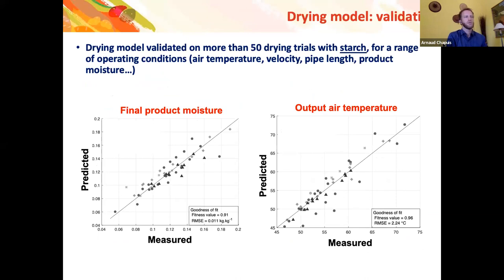Using that model, we have done a range of trials on the pilot flash dryer we have built at SIAT to validate that the model results are correct. So that's an example of the model prediction in terms of final product moisture and in terms of output air temperature on more than 50 drying trials. And we can see that the model gives a quite reliable prediction of the output conditions.